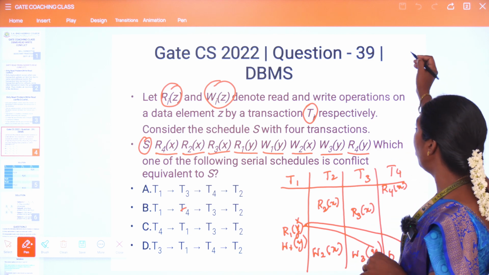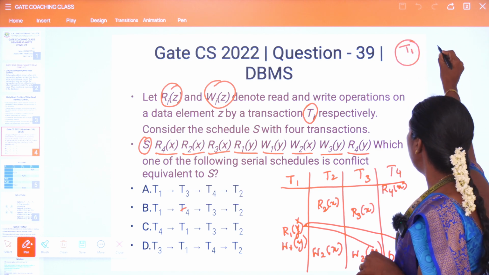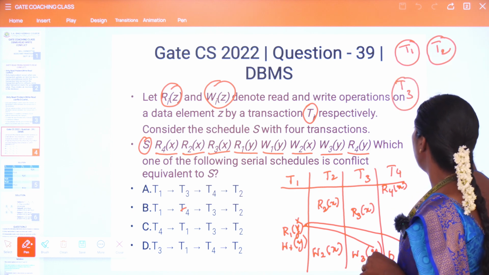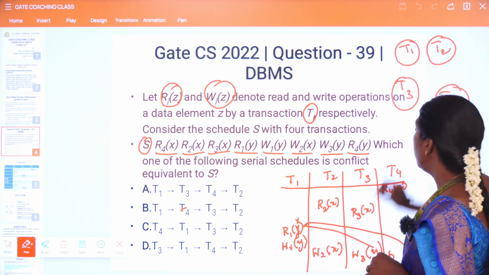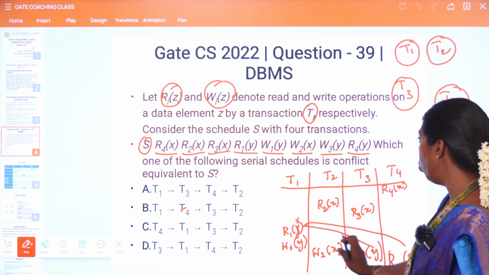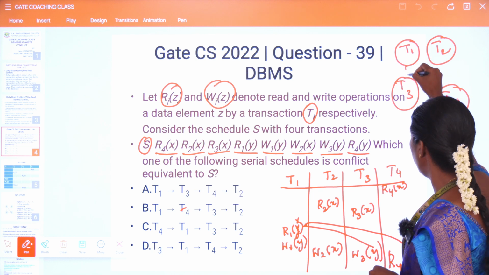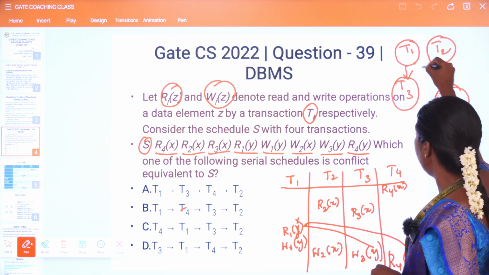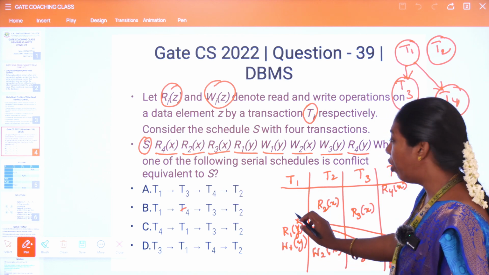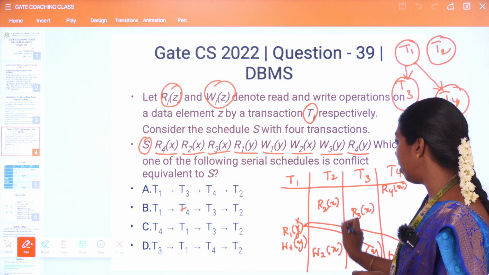So before that we have to give the precedence graph. So how many transactions are available here? T1, T2, T3 and T4. So here transaction 1 should be related with transaction 3 and transaction 4. So here you have to give transaction 3 and transaction 4. Next, in the precedence graph, it does not form its own loop, so that's why we move on to the next transaction.